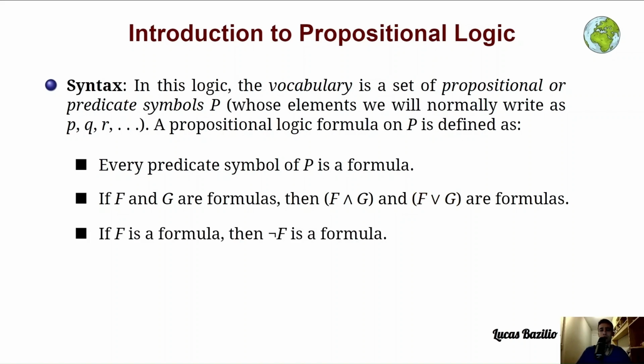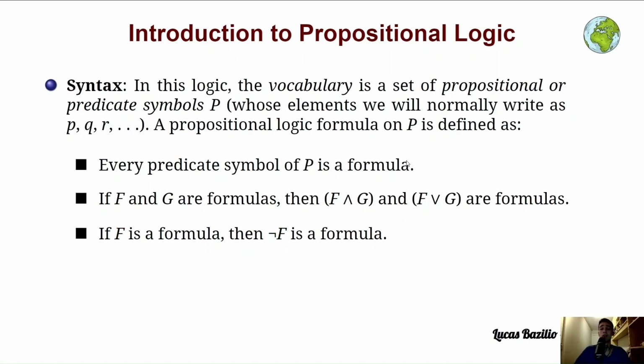The next aspect of a propositional logic formula is if F is a formula, then the negation of F is also a formula. This symbol that we see in blue is called the negation or also the logical NOT. And what this operation does is invert the truth value of the formula. So if the formula F is true, then the negation of F is false. And in the same way, if the formula F is false, then the negation of F is true.